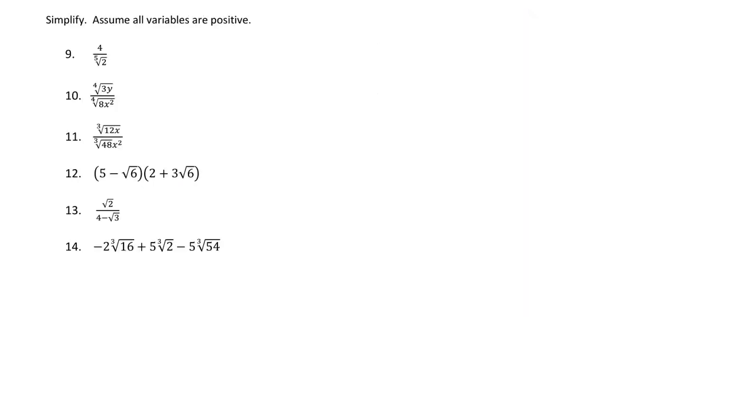Okay, so the next set is to simplify and assume all variables are positive. This is a really important distinction here. This means we do not have to worry about absolute value. So we're not going to do absolute value on these problems. Okay, so that's what this means, and you have to know that, especially for like SATs and stuff. You want to know that you don't have to worry about putting the absolute values in there when it says assume all variables are positive.